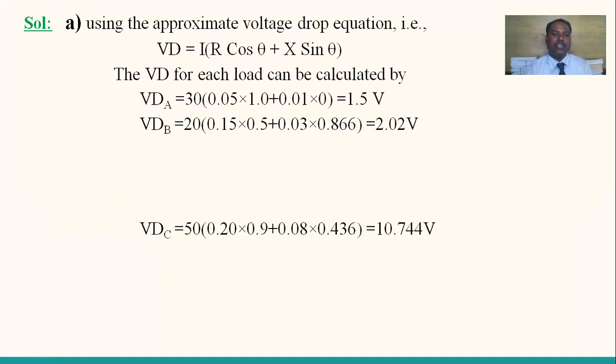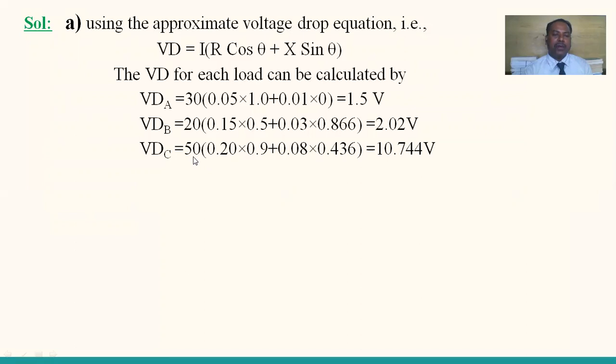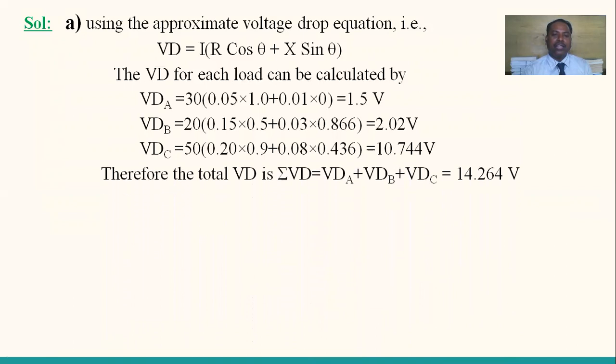Similarly, calculate the voltage drop at load point C, where the current is 50 amperes, and you add all the cumulative resistances, which is equal to 0.2 is the R, and power factor is 0.9 plus X is 0.08. You can add all the three impedances, and the power factor 0.9 is to be converted into sin value 0.436, which is equal to 10.744 volts, the third section drop.